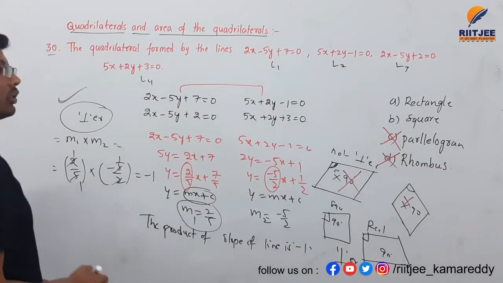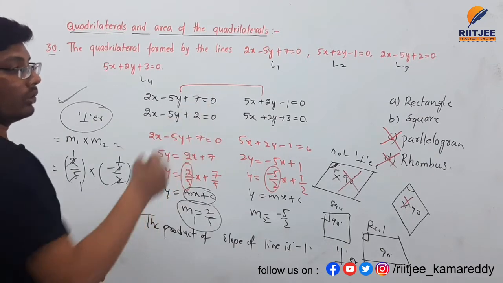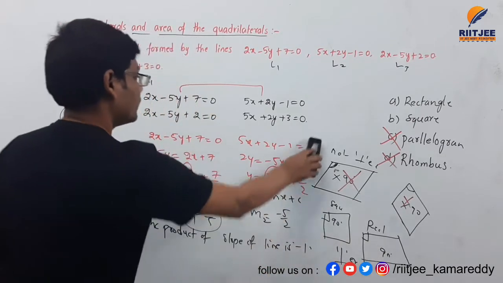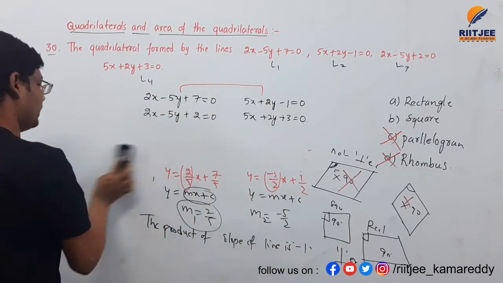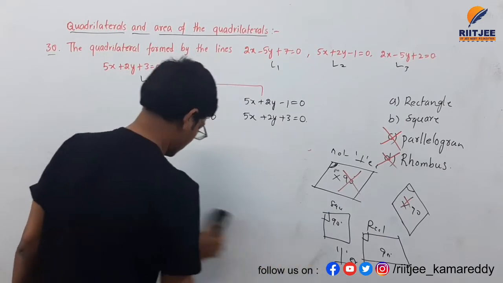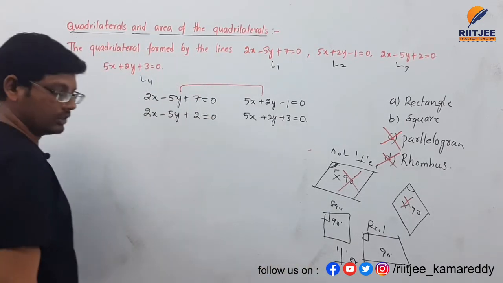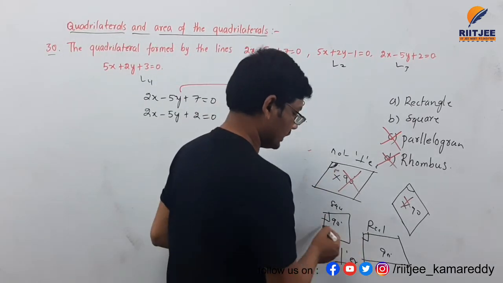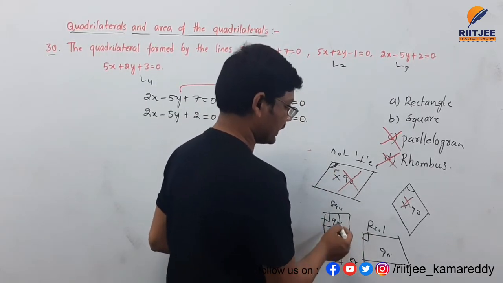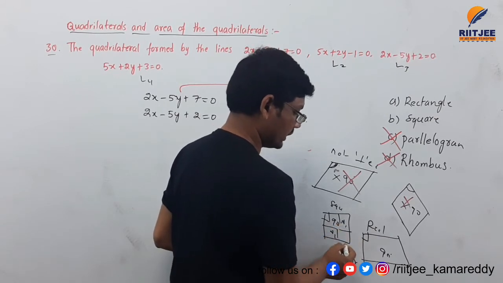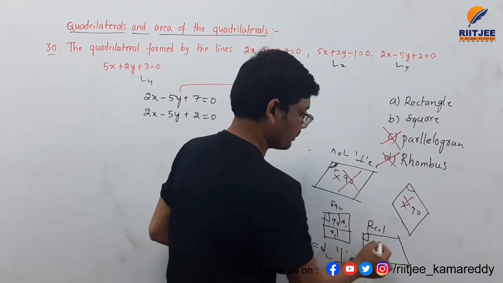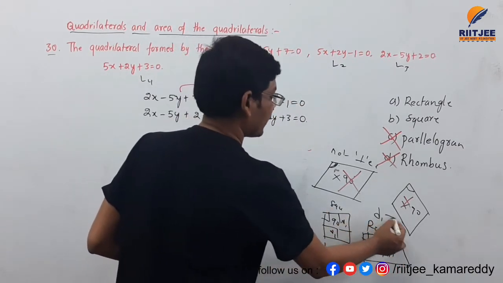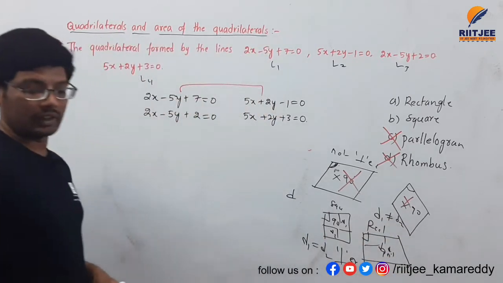Now next, go to two options, rectangle or square. Rectangle and square both are having 90 degrees here. Next, both are having 90 degrees, so what is the distance between? Here in a square, the distance between these two lines and these two lines is equal. D1 and D2 are equal. D1 equal to D2, but here D1 is not equal to D2.